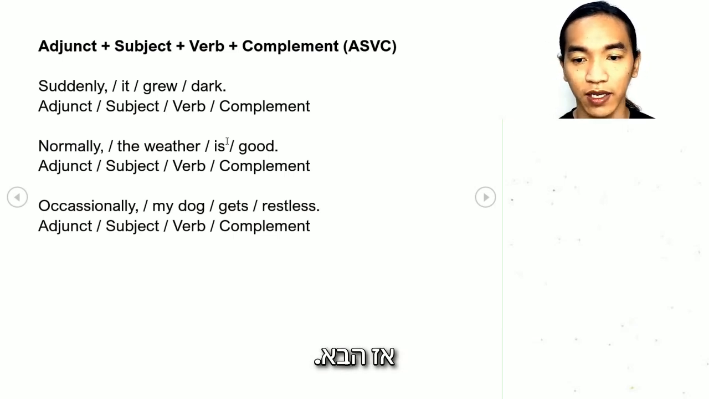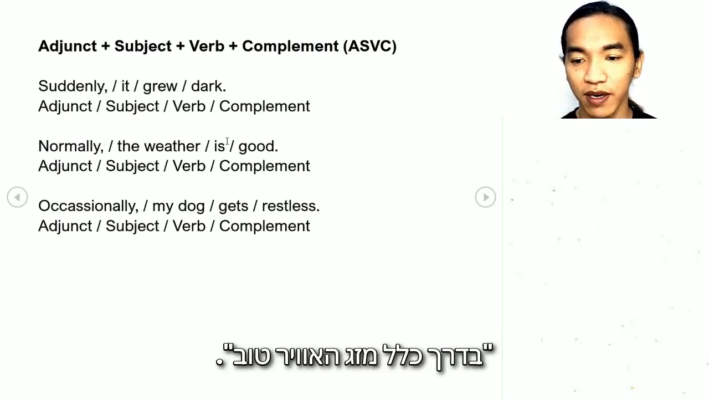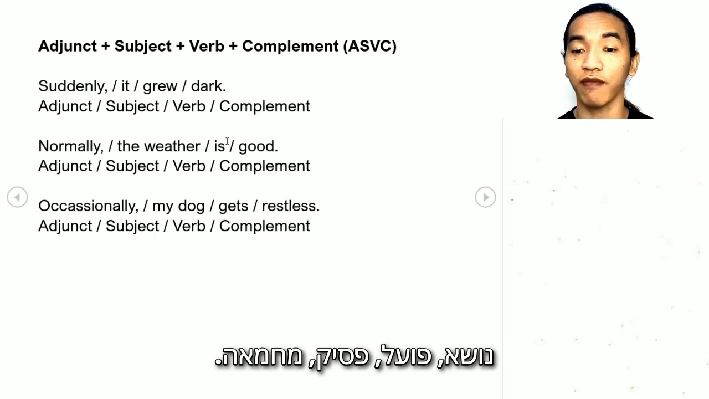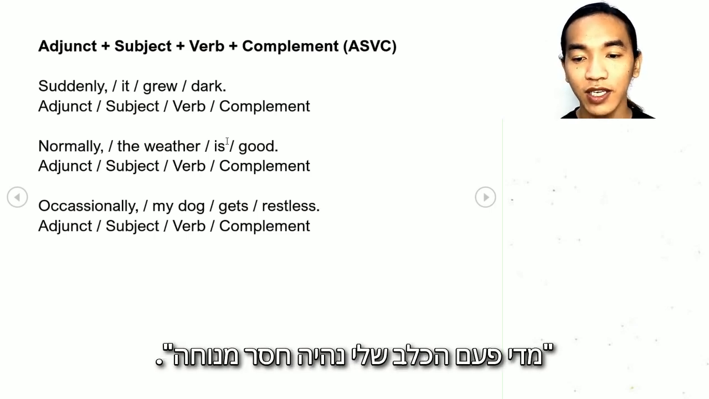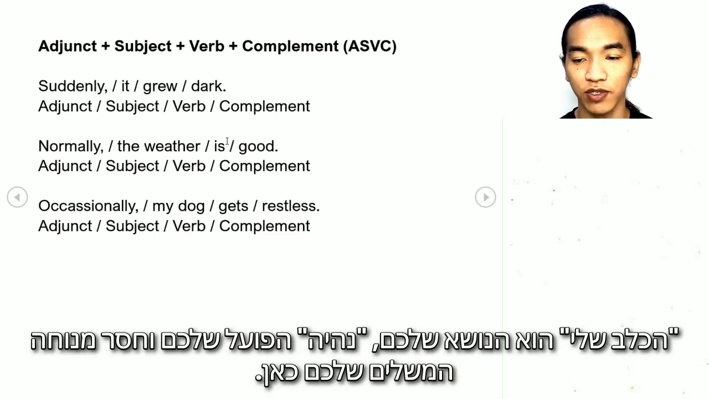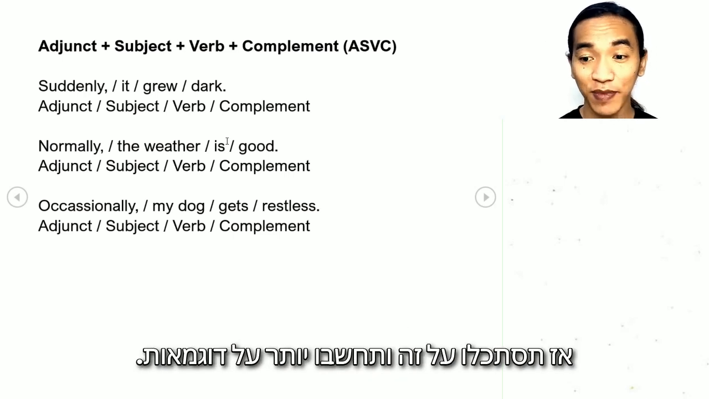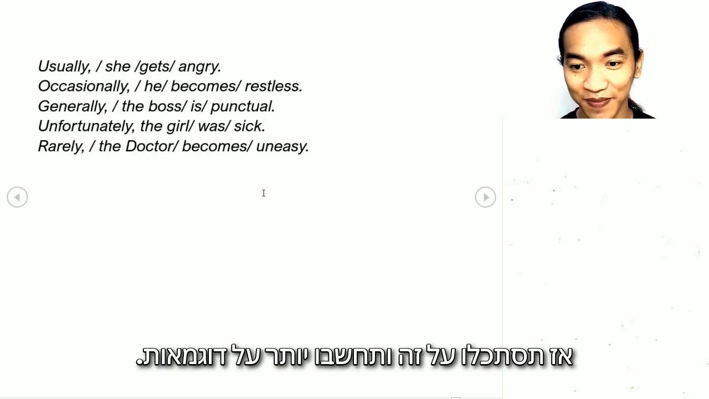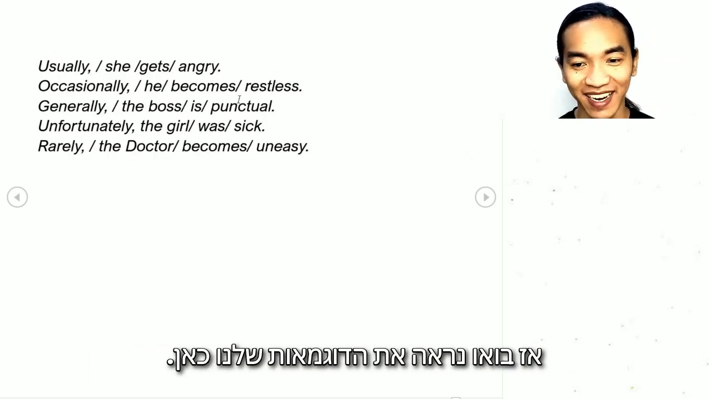So next one, normally the weather is good, okay? So take a look at what are your adjunct, subject, verb, complement. Occasionally, my dog gets restless. So occasionally here is your adjunct. My dog is your subject. Gets is your verb. Restless is your complement here. Okay? So take a look at this one and think of more examples. So let's see our examples here.